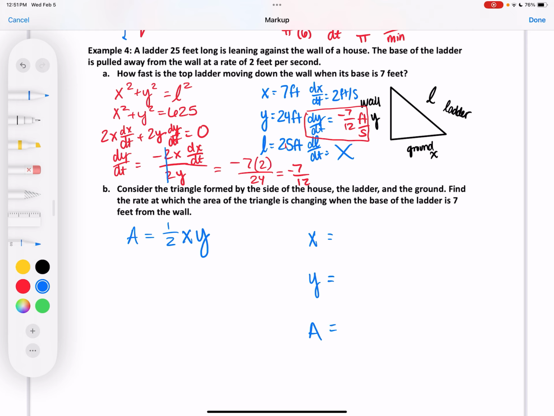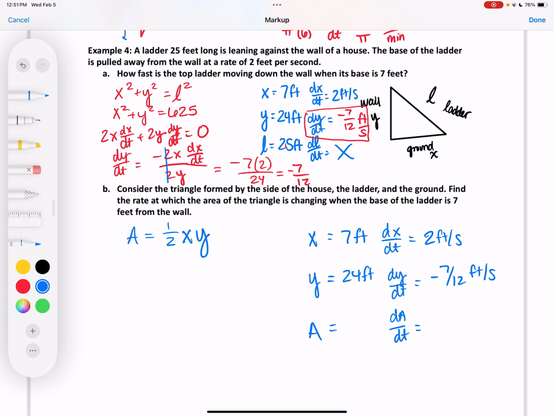Then I have dx/dt, dy/dt, and dA/dt. So most of this information is staying the same. Obviously, x is still 7 feet. y we found in the previous problem, 24 feet. dx/dt was given in the earlier part, so 2 feet per second. Then dy/dt was what we solved for in the first part, -7/12 feet per second.